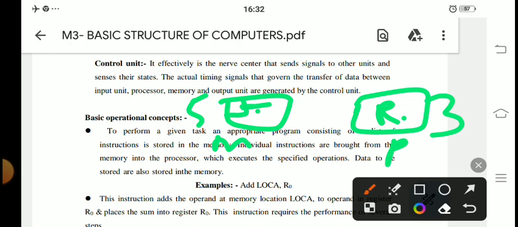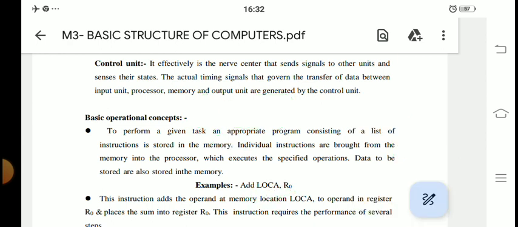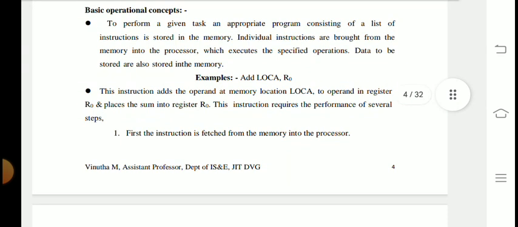In this R0, 3 is being stored. So it is saying add the contents of LOCA, that is 5, with the contents of R0, that is 3, and keep it in R0. So 5 plus 3 equals 8. Where has it to be stored? In R0 itself. So the contents of R0 will be updated with 8, whereas the contents of memory cell LOCA will remain 5. Understood? Okay, now let us come to the steps.